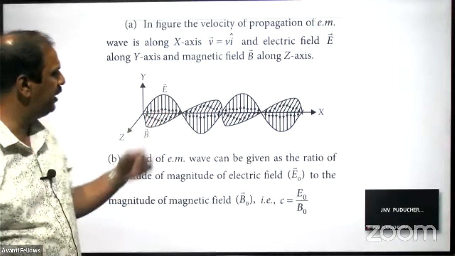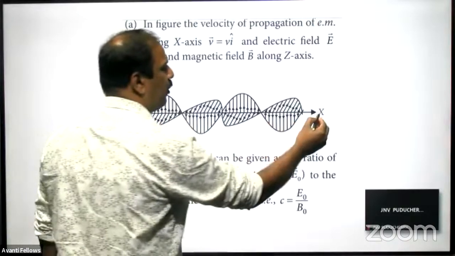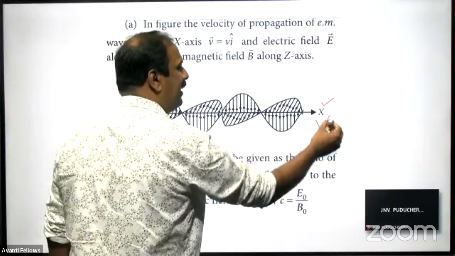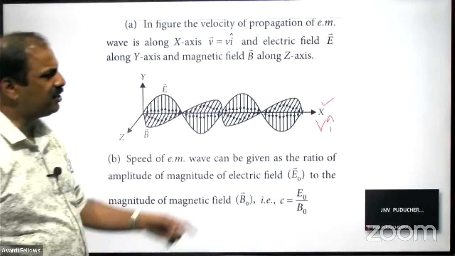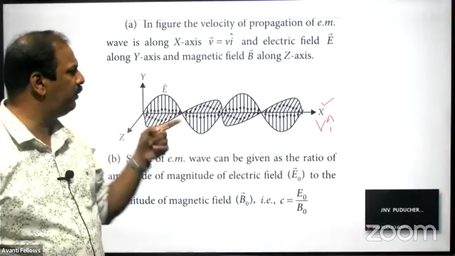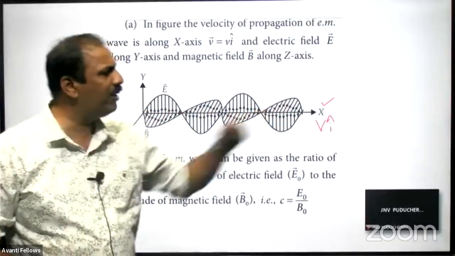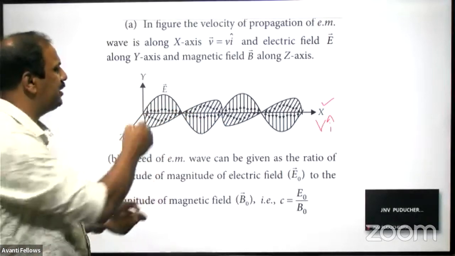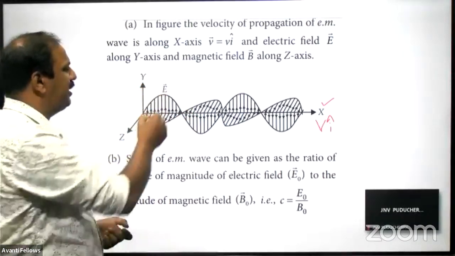Here you can see the direction of propagation is along the x-axis because our velocity was v i. As it is along the x-axis only, we gave i. You have to take care of that. While marking, it should go along the x-axis. After that, the electric field should be perpendicular to that one. So it is along the y-axis. The electric field is along this one.